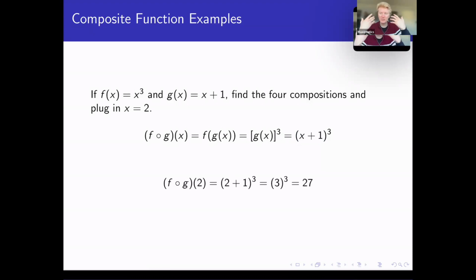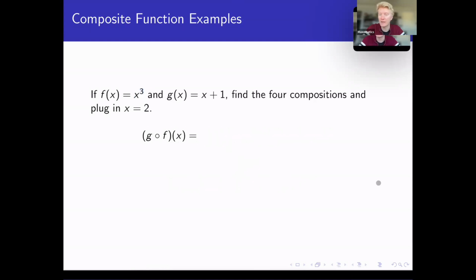Now, there is actually another way of doing compositions like this. Plug in 2 to g, and then plug that value into f. So doing that same kind of idea, 2 plus 1 is 3. 3 into x cubed is 27. So that's really what's happening. Not really anything crazy in terms of simplification going on here, but that is another way you are able to evaluate.